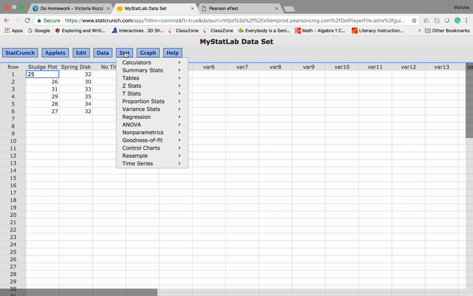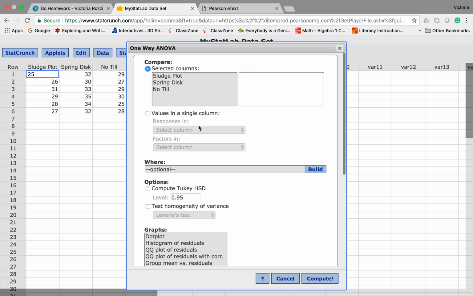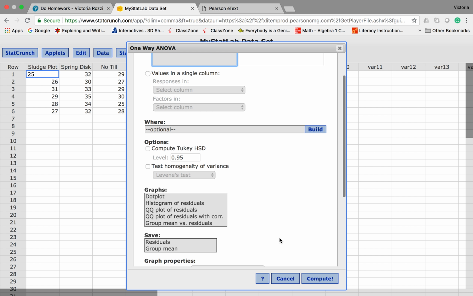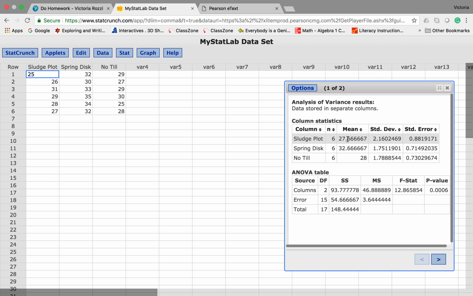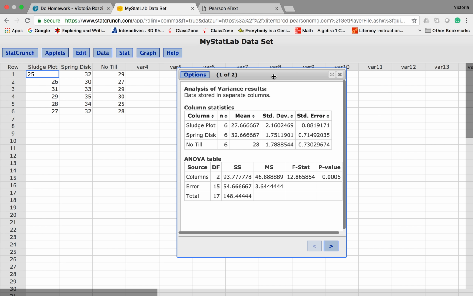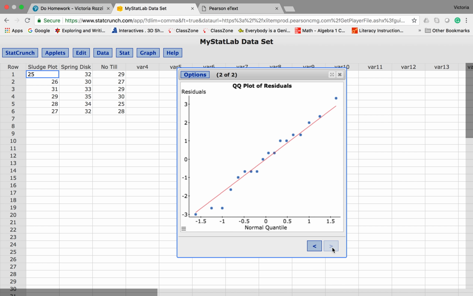So we're going to press Stat. We're going to go to ANOVA. We're going to go to One Way. Now we're going to select all 3 columns, sludge plot, spring disk, and no-till. You may have to press your Shift button, which I did to get all of these in one. And we want the QQ plot of the residuals plus compute. And if you look here, you might ask, where's my plot, right? Go right over here to this little arrow, and there's your plot.